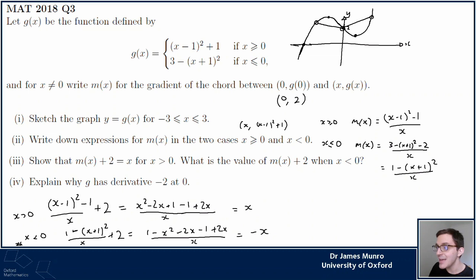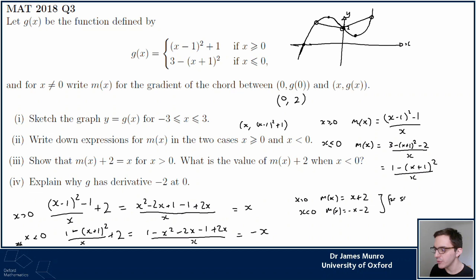So as x gets close to 0, by differentiation from first principles, this should be getting close to the derivative of g. And we get the same thing if we come in from the left or if we come in from the right, because both of these expressions go to 0 as x gets really small. So this is m of x plus 2. So if we subtract 2, we'll get m of x. Okay, let me write that out. So when x is positive, m of x is x minus 2. When x is negative, m of x is minus x minus 2.